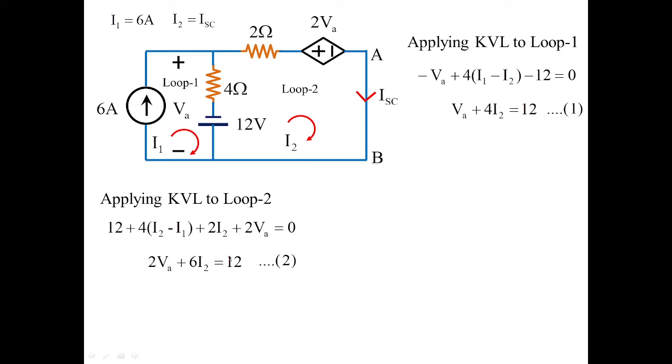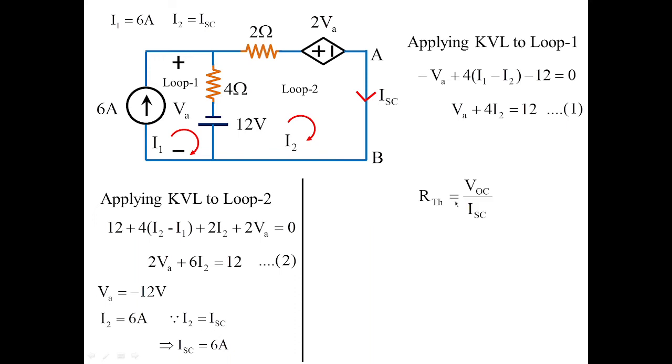Now I have equation 1 and equation 2. I am going to solve these two equations and I'm going to get the value of VA equal to minus 12 volts and I2 equal to 6 amperes. Since I2 is equal to the short circuit current, naturally the value of short circuit current will be 6 amperes. Now we have the value of voltage and short circuit current. So I'm going to get the value of resistance, which is equal to minus 12 by 6, which is equal to minus 2 ohms.